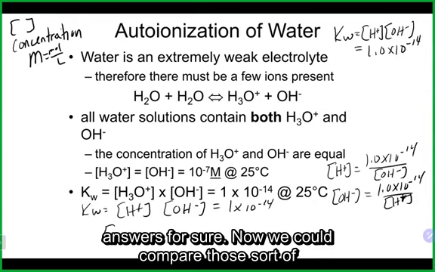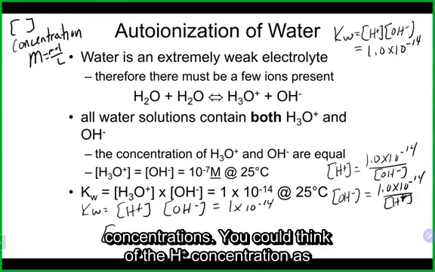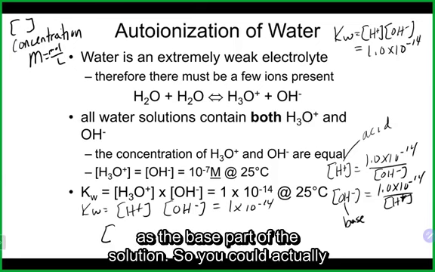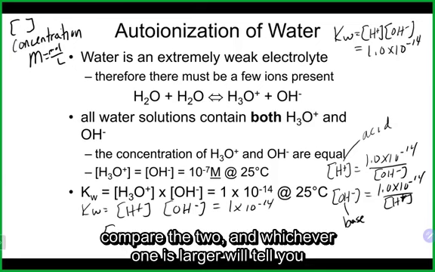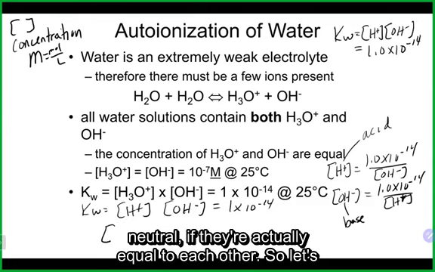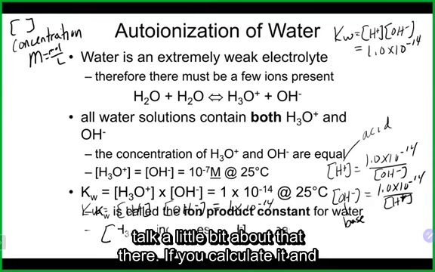Now, we can compare those concentrations. You could think of the H plus concentration as the acid part of the solution and the OH minus concentration as the base part of the solution. So you could actually compare the two, and whichever one is larger will tell you whether the solution will be acidic, basic, or even neutral if they're actually equal to each other. So let's talk a little bit about that.